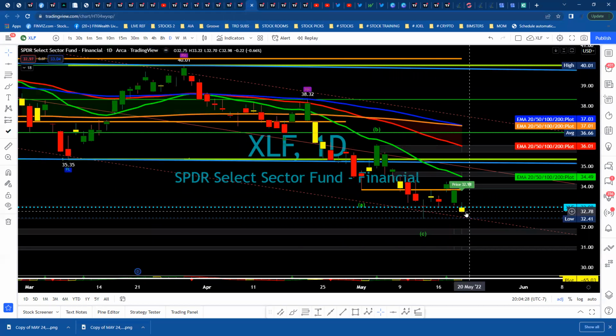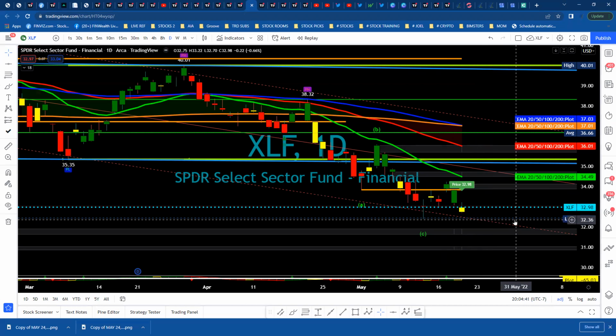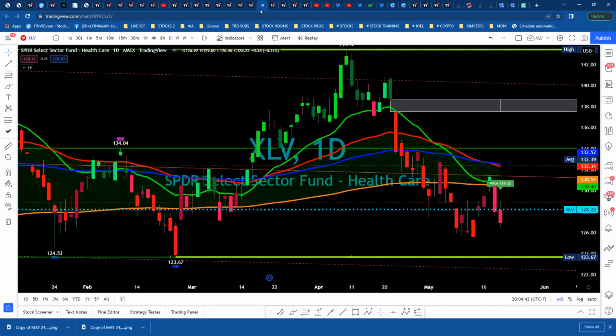Financials, so we pulled back down here. We're not at new lows, but we're pretty close. So if we break down to 32.41, do we put a double bottom in, or do we break it and make a new bottom, a new low? If we break 32.41, if we get above 34, we can possibly start to rally here.